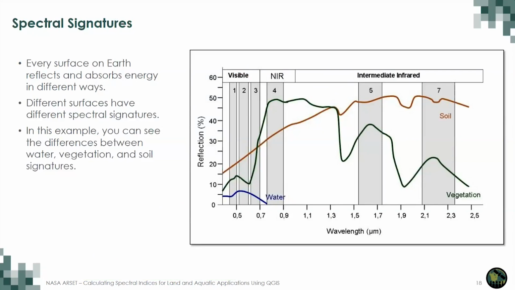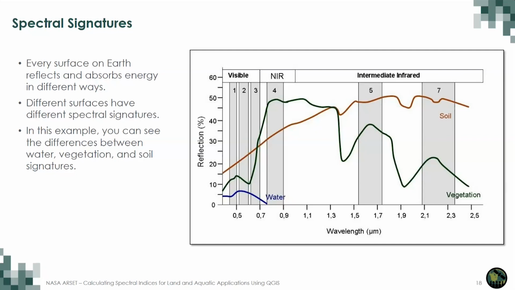So each object on the ground produces a unique spectral signature of the amount of reflection or absorption at each wavelength. That's, of course, called the spectral signature. So we can obtain the reflectance values of different land cover types across the visible and infrared portions of the electromagnetic spectrum to create these signature figures like the one you see here.